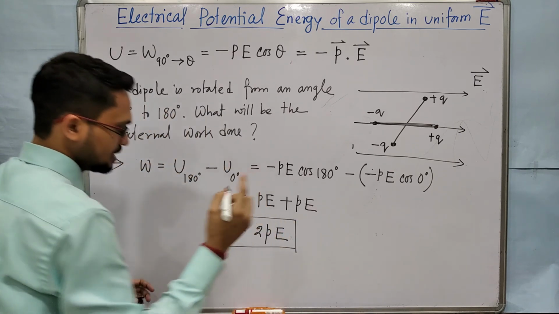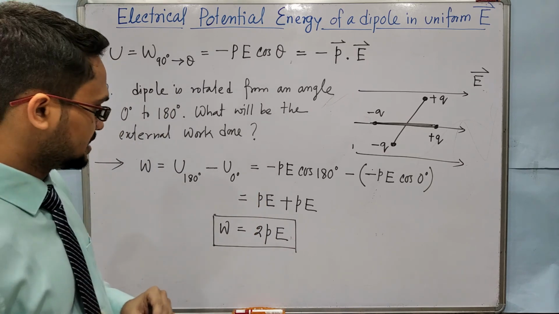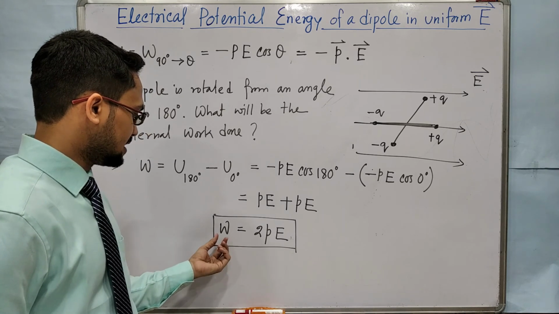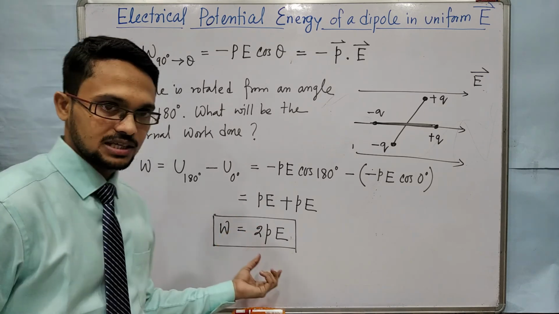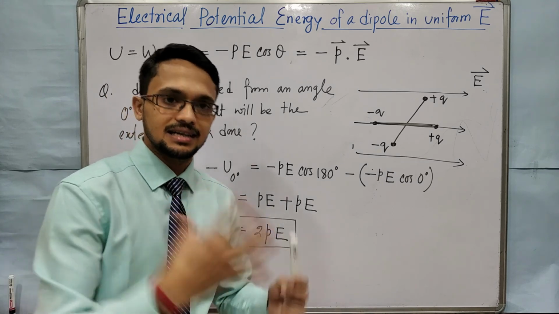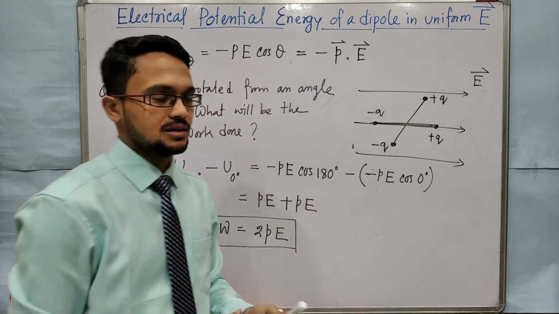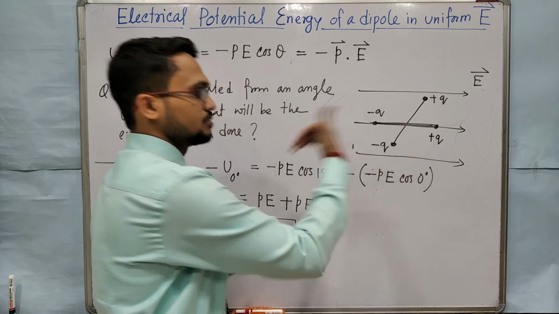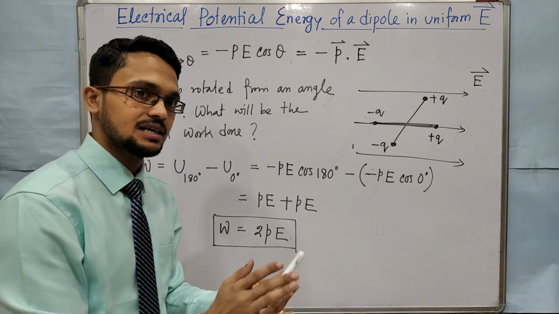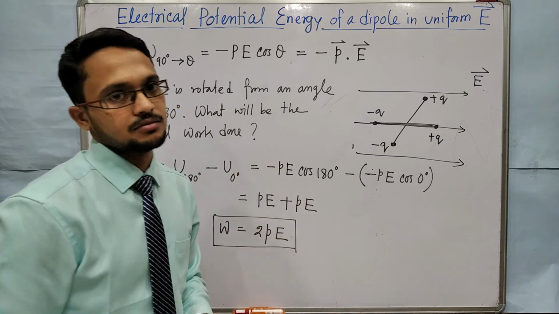And when I was teaching potential energy, I had told that if the work done is positive, that means there is an external work. We have to do that work to rotate that dipole from 0 to 180, because it is positive. If it is negative, then the system does the work.